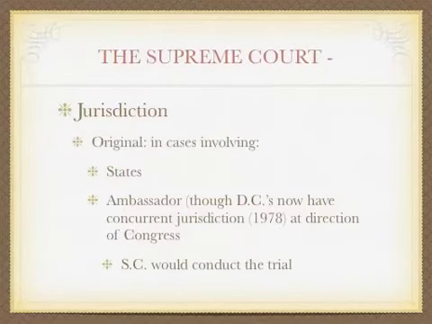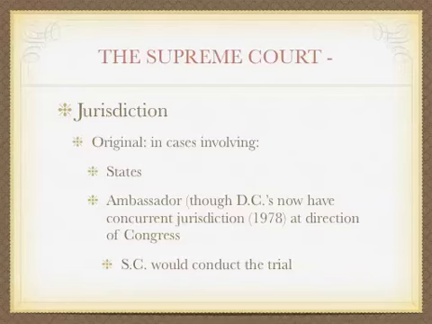Now, there's two types of jurisdiction that the Supreme Court deals with. One is original, the other one is appellate. In original jurisdiction, these kinds of cases involve the states or an ambassador, though that has changed now. The Washington, D.C. courts have concurrent jurisdiction. Those cases go through that venue.